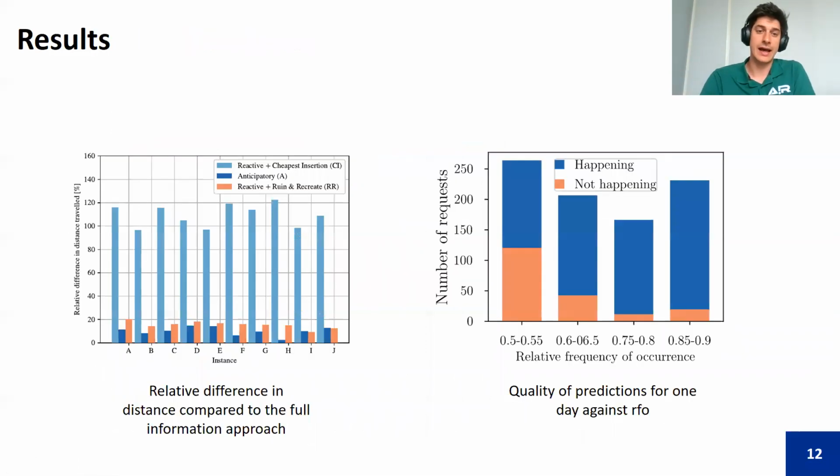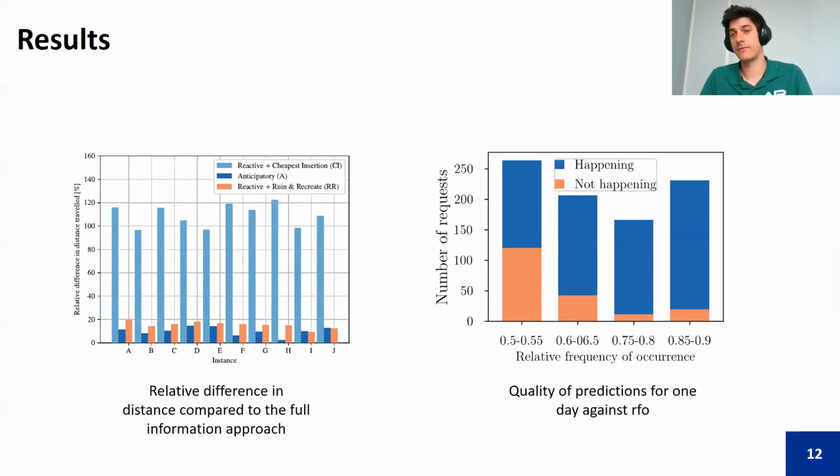What you can see here on the left is the distance that was needed compared to the full information approach. So how much more distance was needed than if you would have known everything. And what you see is that the greedy approach needs around twice as much. The anticipatory approach needs around 10% more distance on average, and the reactive approach on average needs about 15% more. When you compare the anticipatory approach directly to its reactive counterpart, we save around 4.5% of distance plus minus 3.5%.